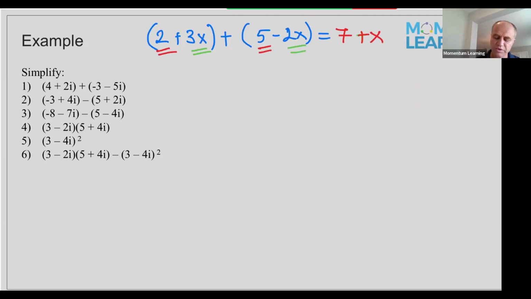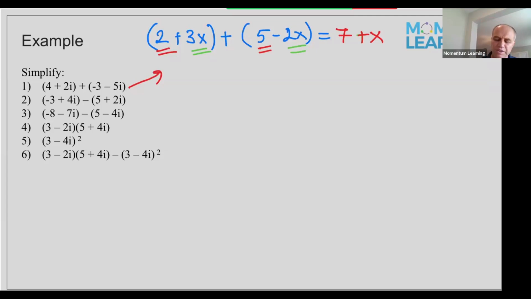In the first question, okay, let me do the first one. Or can anybody answer this question? What is 4 plus 2i plus negative 3 minus 5i? 4, negative 3. Yes, negative 3i. That might be, yeah, okay, very good.